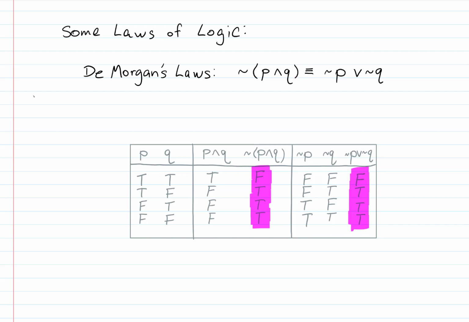There's another one that says the negation of a disjunction is equivalent to the conjunction of the negations. And what I'm going to do is leave for you to make a truth table that shows that those are logically equivalent. Okay?